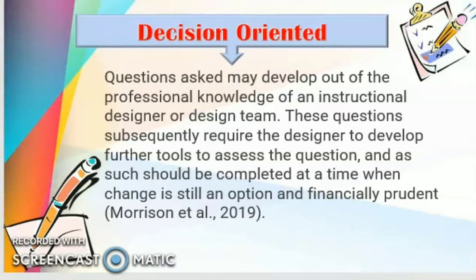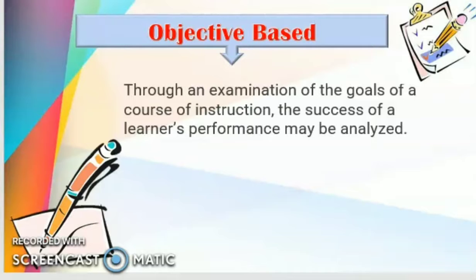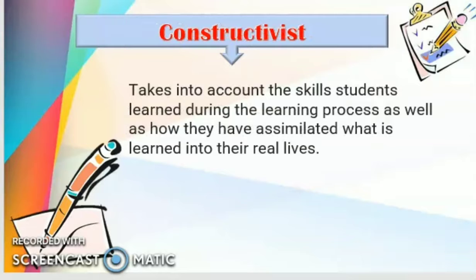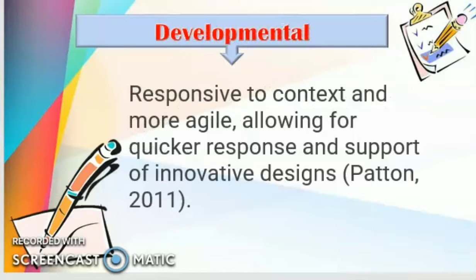And now let's move on to objective-based. Through an examination of the goals of the course of instruction, the success of the learner's performance may be analyzed. Constructivist takes into account the skills students learn during the learning process, as well as how they have assimilated what is learned into their real lives. And developmental, according to Patton 2011, is responsive to context and more agile, allowing for a quicker response and support of innovative designs.